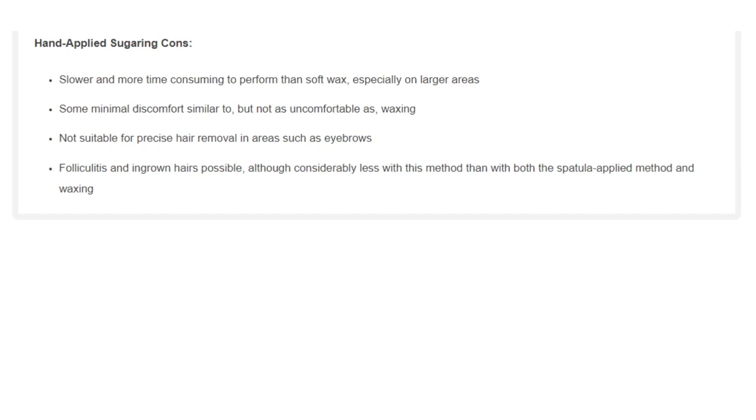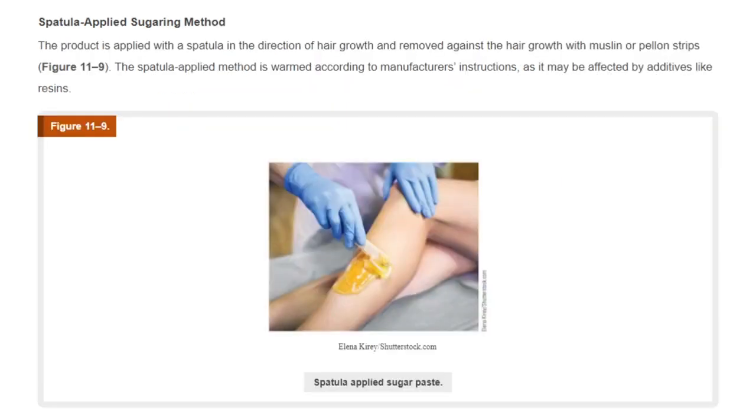Hand-applied sugaring cons. Slower and more time-consuming to perform than soft wax, especially on larger areas. Some minimal discomfort similar to, but not as uncomfortable as, waxing. Not suitable for precise hair removal in areas such as eyebrows. Folliculitis and ingrown hairs possible, although considerably less with this method than with both the spatula-applied method and waxing.